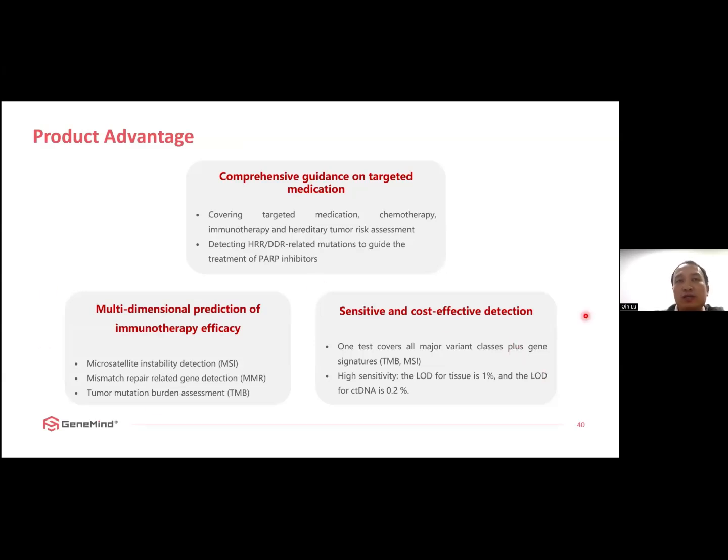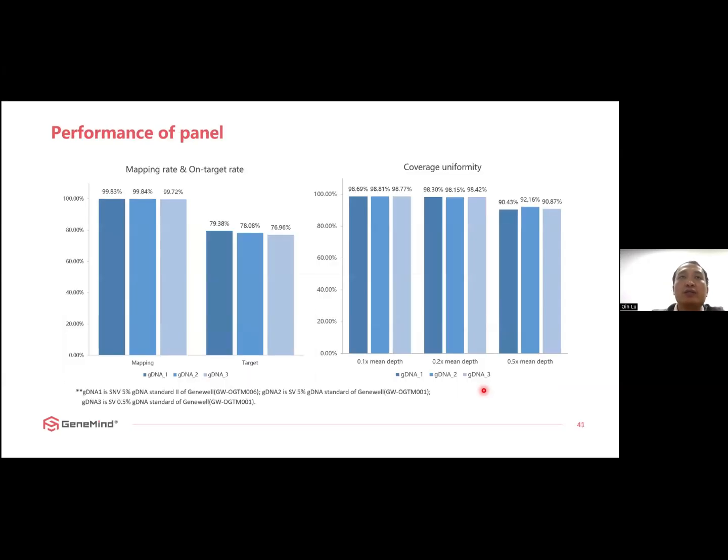So it covers a broad range of variants, and the LOD for tissue is 1%, and the LOD for ctDNA is 0.2%. The mapping rate and the coverage uniformity are very high.